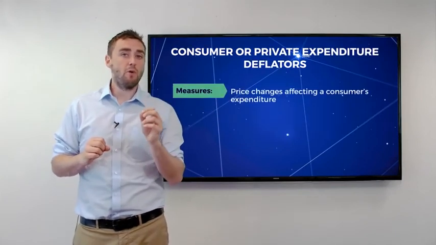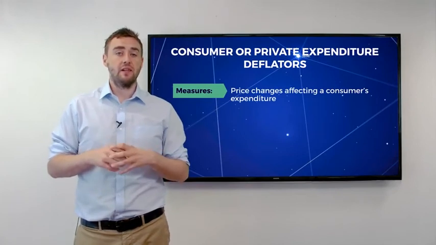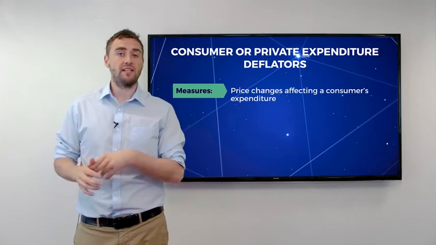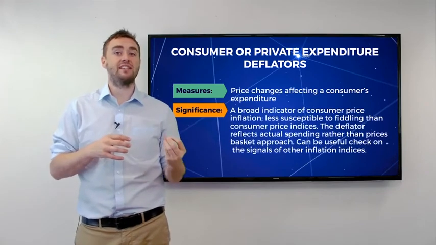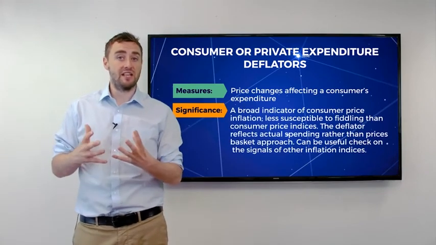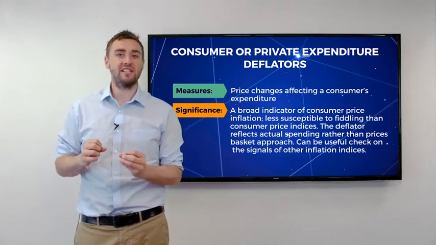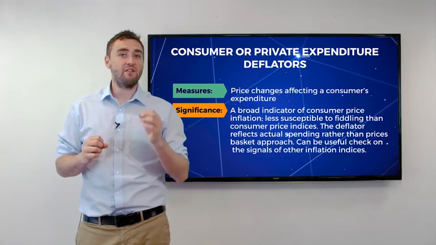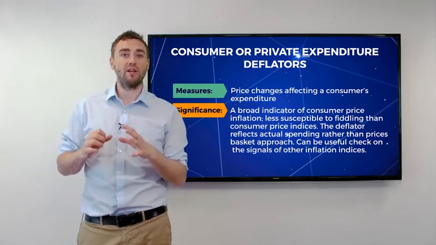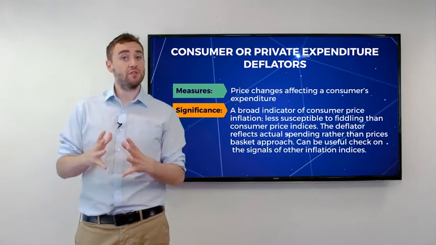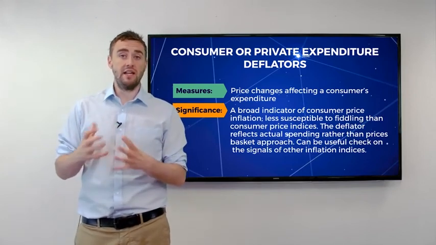Then we have consumer or private expenditure deflators. These measure price changes affecting a consumer's expenditure. It's significant, of course, because it's a broad indicator of consumer price inflation, CPI, less susceptible to fiddling than consumer price indices themselves. The deflator reflects actual spending rather than prices, in a basket approach. It can be useful to check on this for signals of other inflation indices.